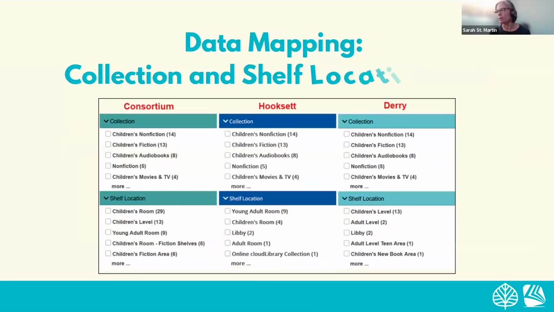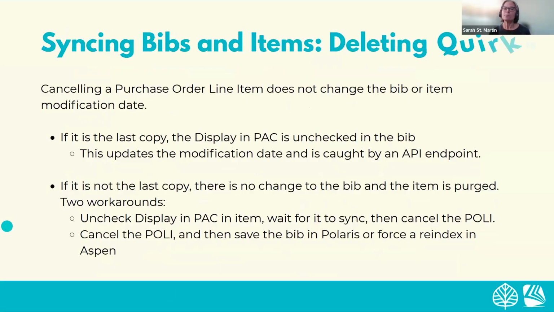And this is just an example of that. We didn't do this in the consortium catalog, obviously, but you can see collection for this result. Everything is showing the same number of items, but shelf location, this Hooksett one is only showing their shelf locations. This Derry one is only showing theirs. And you can see at the consortium level how confusing it can get when they were showing all children's room, children's level, young adult room, children's room. So it works much better this way by separating it out.